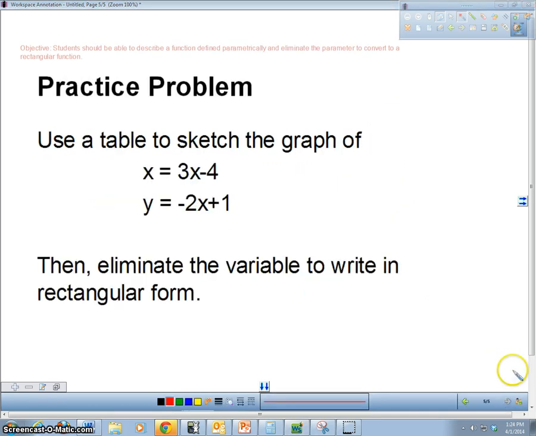Here is some practice problem you could try. So take a look at that, see if you can sketch that graph, and that's it for me, folks.